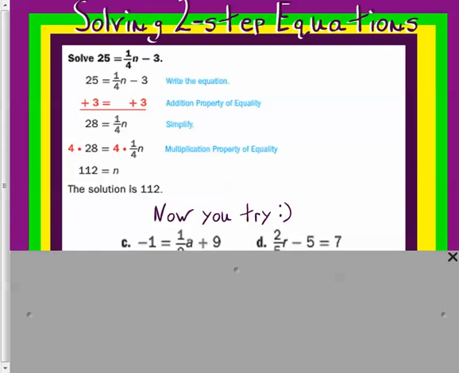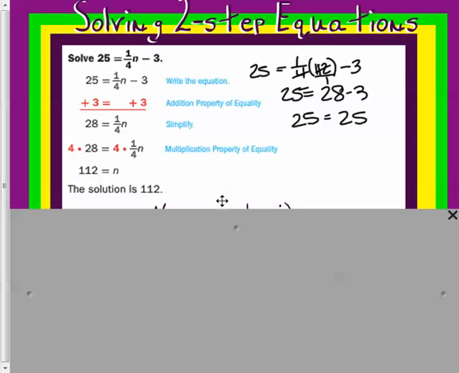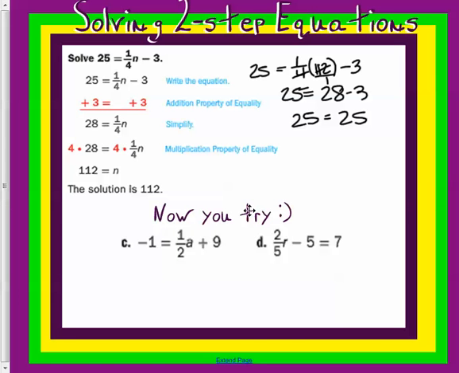You can go ahead and plug that back in, so you get 1/4 times 112 minus 3 equals 25. And when you take 1/4 and simplify it, take 112 divided by 4, and you get 28 minus 3 equals 25, and that gives us 25 equaling 25. Okay, go ahead and try these two, and I'll be back in just a second to show you the answers.